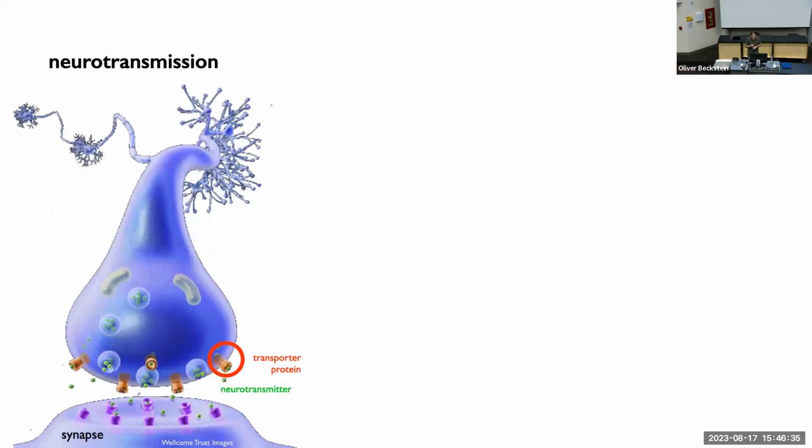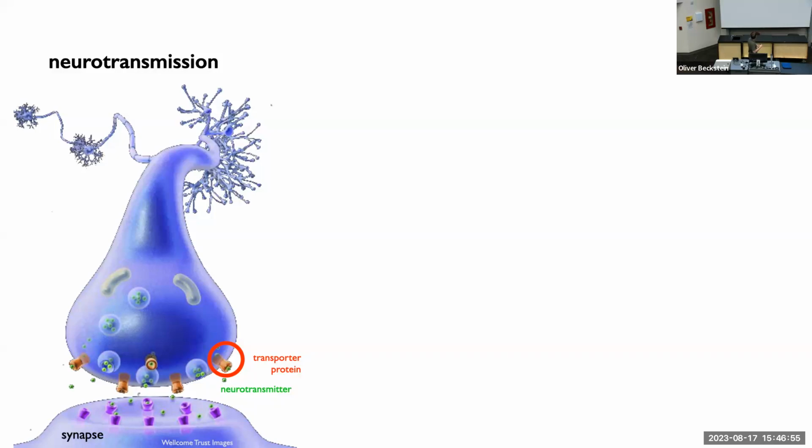We are interested in so-called active transporter proteins that you can think of as pumps. They can move molecules against a gradient. So they are molecular machines that use some source of free energy. These transporter proteins are important in many different areas.